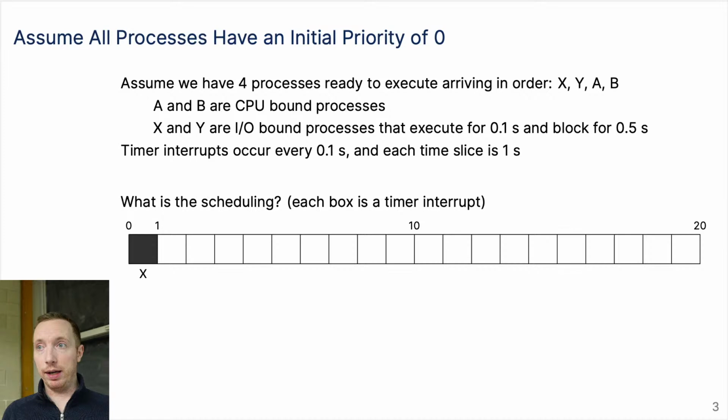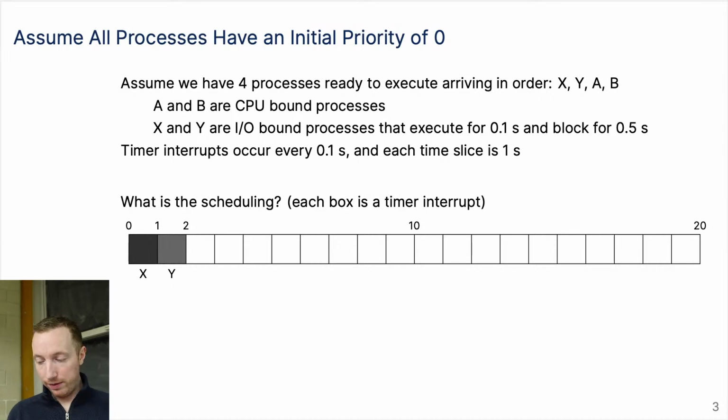So what should we pick next? Y, because it's the next one in arrival order. It executes for 0.1 seconds and goes to sleep. Each of these blocks is 0.1 seconds, and each block is a timer interrupt where we could context switch. So then we don't care about the 0.5 seconds yet. The 0.5 seconds means it has to wait at minimum 0.5 before it can come back in.